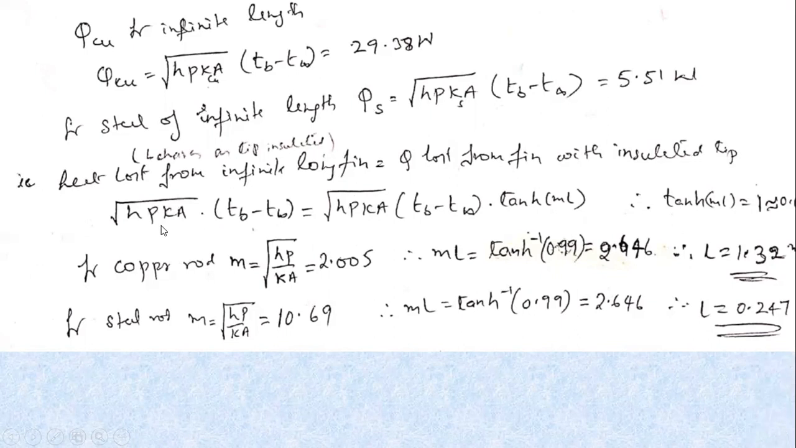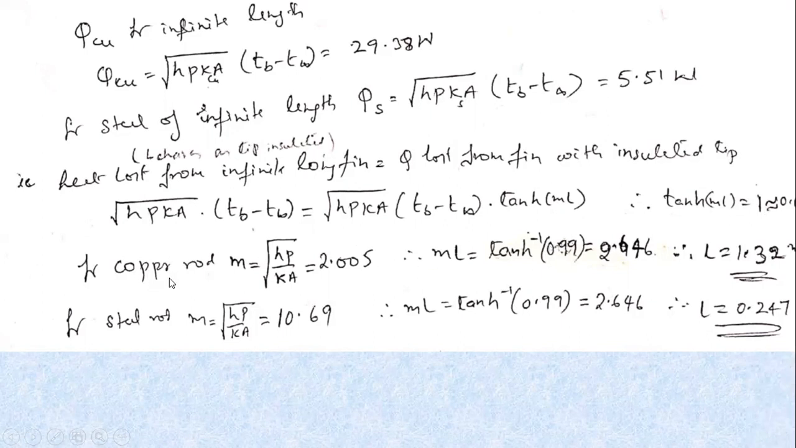Now for the copper, for both the cases, if we equate these two, all gets cancelled. The root of hPkA and TB minus T infinity gets cancelled. We get that tanh(mL) should be equal to 1. If you consider it as 1, you will get infinity or some indeterminate value. So consider it as 0.99. Tanh(mL) consider as 0.99. So if we consider 0.99, as is given here, it is considered as 0.99.